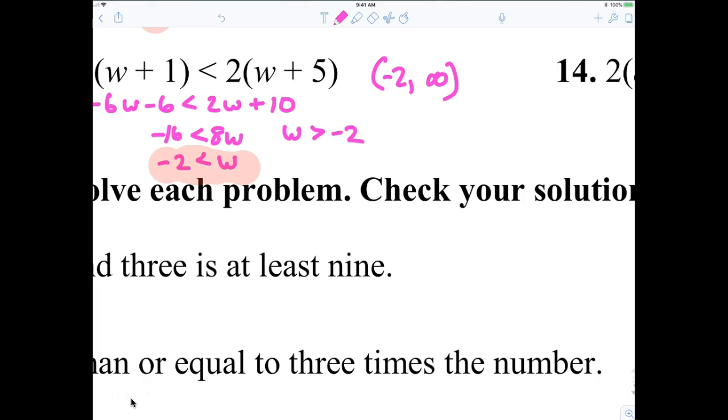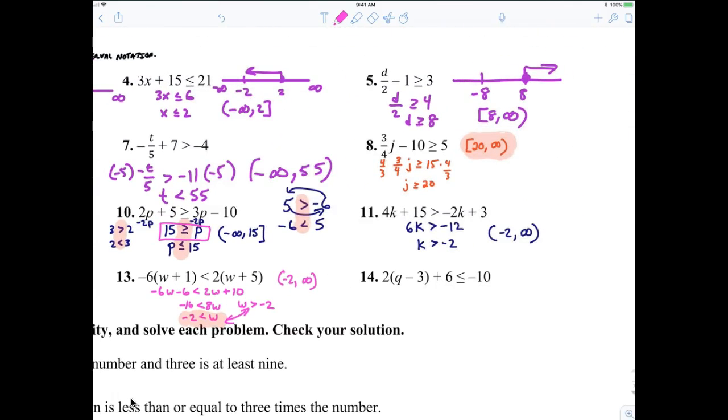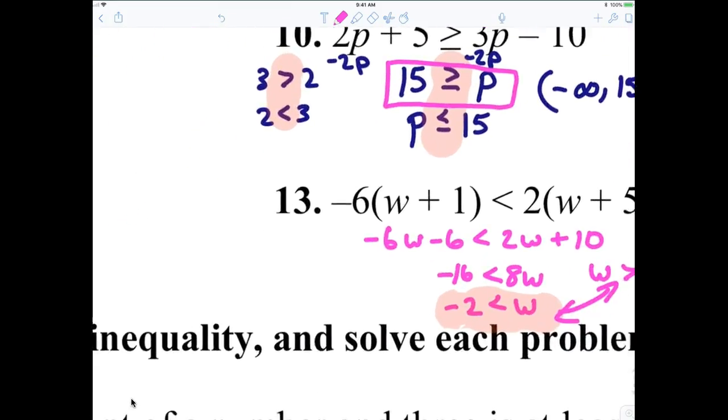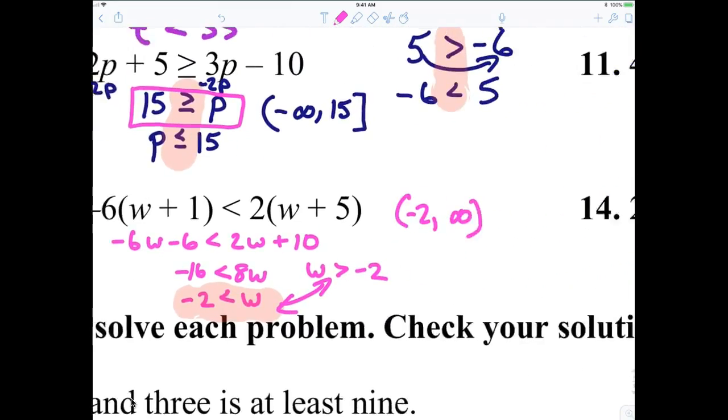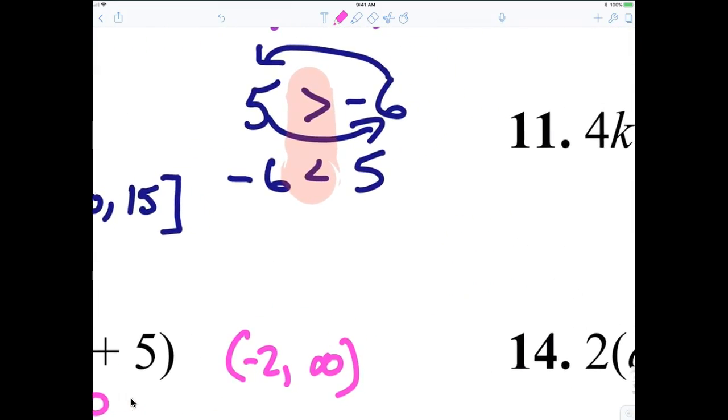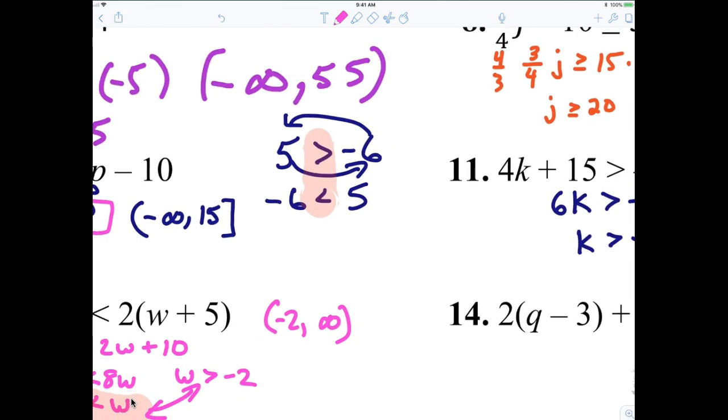Why did you switch the sign from here to here? Same reason we did it here, and the same reason we did it here. You put the variable first. You with me? Listen, one more time. Do you agree 5 is greater than negative 6? Yeah. So if I compare negative 6 to 5, I did what to the signs?